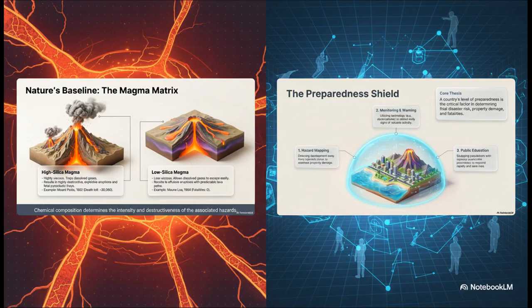So you can see the two sides of the argument here. On one side, you've got the raw geology, the nature of the magma itself. On the other, you have our preparedness, everything we do to try and lessen the impact. To figure out which is the main factor, we've got to weigh them both. Let's start with the volcano.